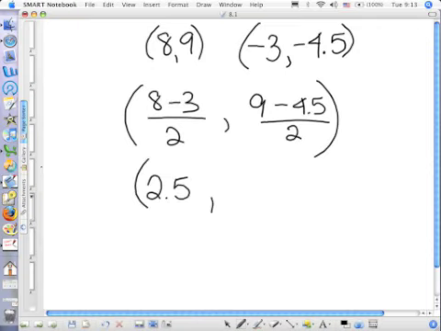9 minus 4 and a half is 4 and a half. Think money. You got $4.50. What's half of that? 2.25.